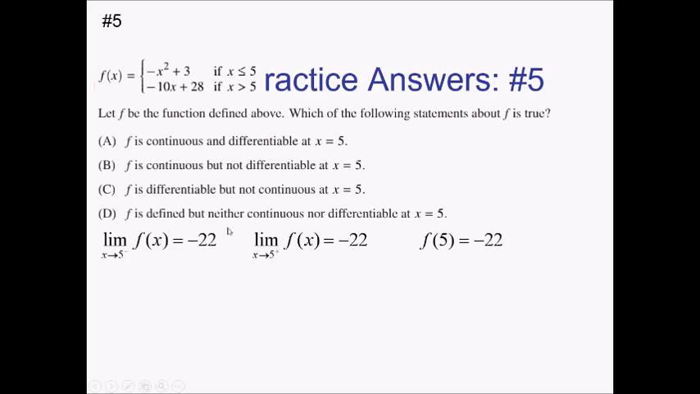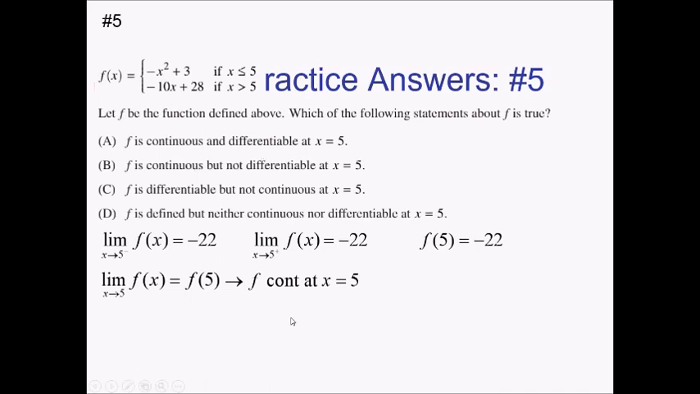Well, we see here that since the limit exists and the function value, and they all equal each other, therefore, our function is continuous at x equals 5. So we can eliminate choice D, which said that it wasn't continuous. And that means we're down to choices A and B. Are we differentiable or not?